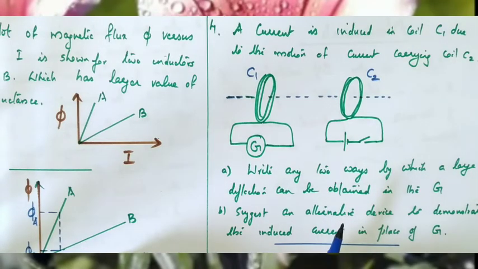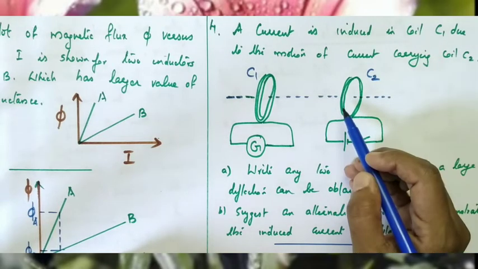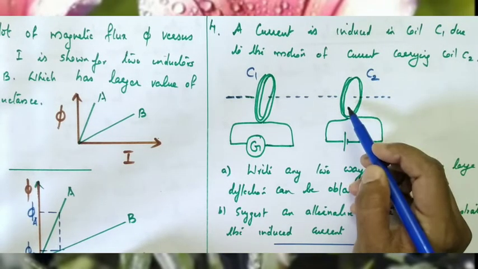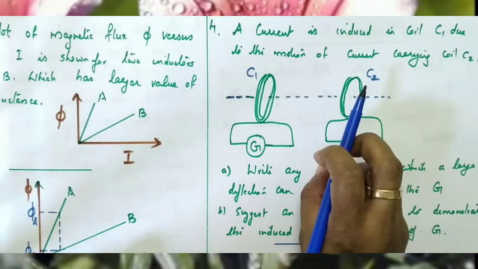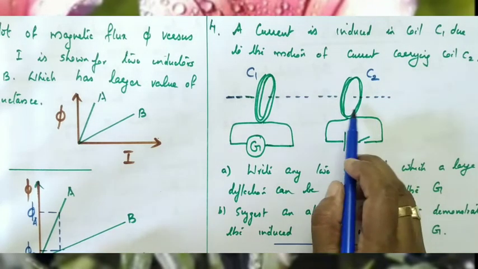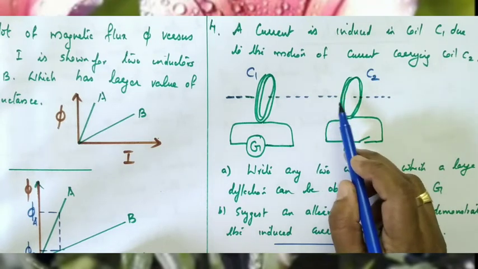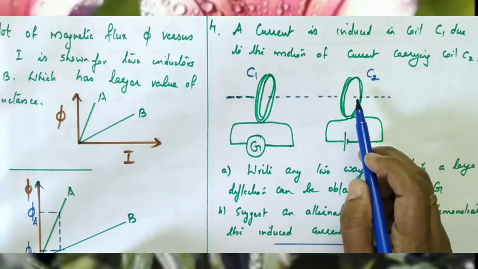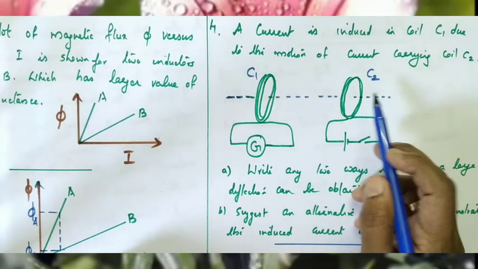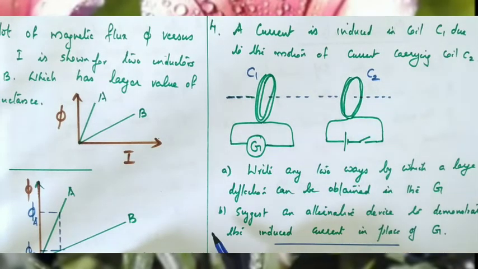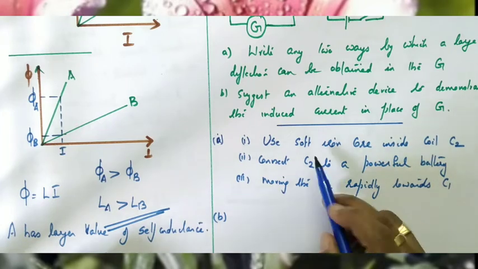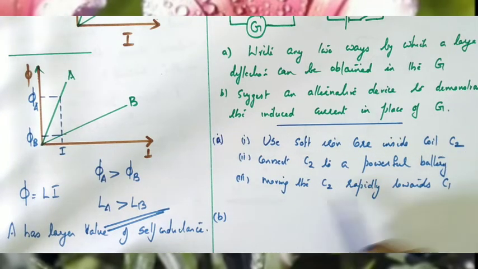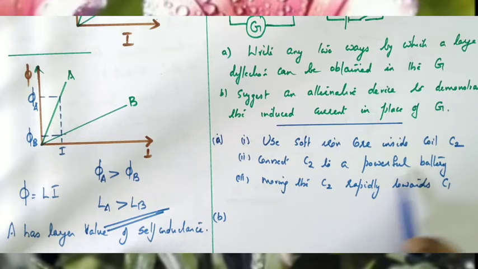Any other method children? Also, if you increase the magnetic field, how will you increase the magnetic field in C2? By placing a soft iron core in C2. What happens? Magnetic field increases, then again magnetic flux varies and hence EMF will be induced at a greater rate. So there are three methods by which galvanometer deflection can be increased. First one, use a soft iron core inside coil C2. Connect C2 to a powerful battery, moving the coil C2 rapidly towards C1.